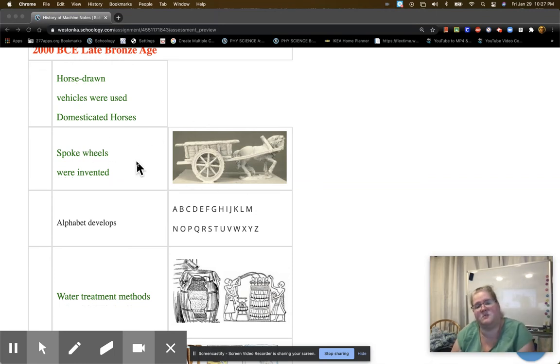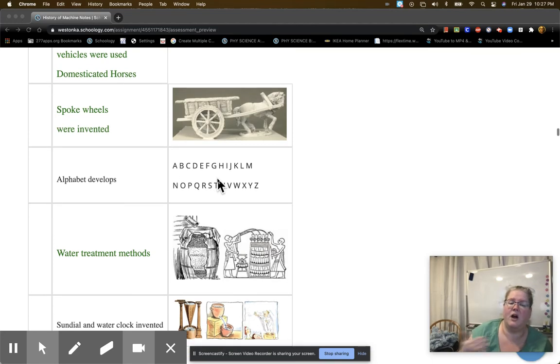Now we're getting into the spoked wheel. So here's another wheel, but now we realized if we don't have to have a solid piece of wood, we can use spokes. It makes the wheels lighter, a little more flexible, and that means instead of having the weight for the horse to pull in the wheels, we can put it in the goods in the cart instead.